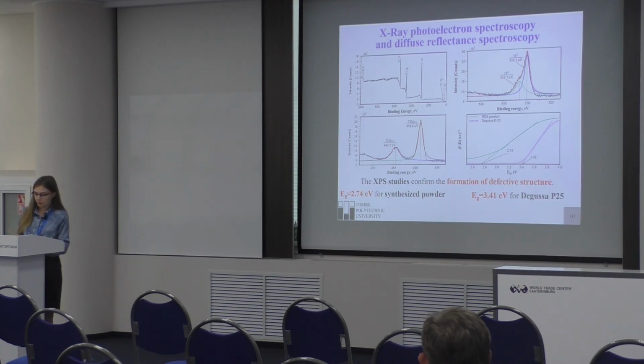The primary peak at the binding energy of 530.1 electron volts corresponds to the bulk or lattice oxygen in titanium dioxide, while the secondary peak is assigned to defect oxygen, corresponding to an oxygen atom adjacent to a lattice oxygen vacancy. Thus, XPS studies also confirmed the formation of defective titanium dioxide structures in the plasma dynamic synthesis process.